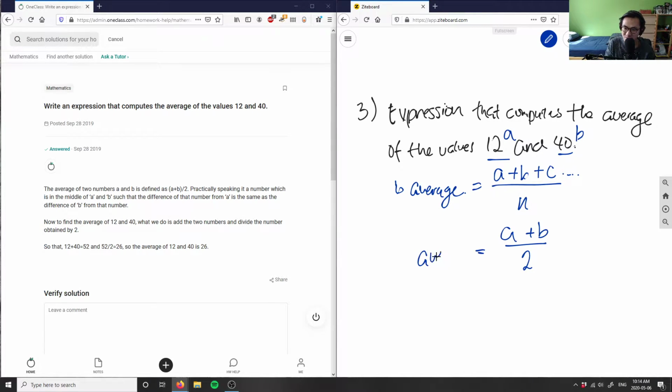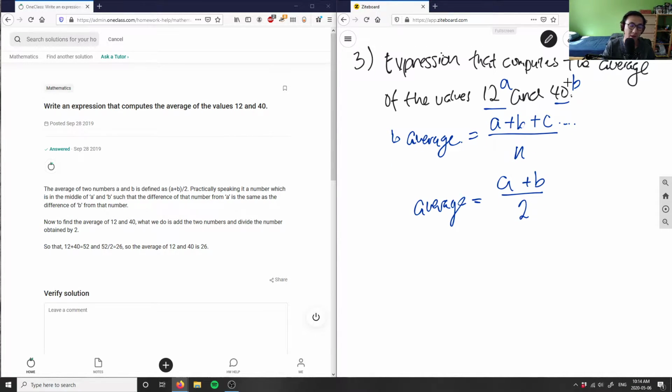The average would equal a plus b divided by 2, right? And this here is our expression to compute the average. And obviously we can use this to find out what our average is. A plus b is 12 plus 40 divided by 2. 12 plus 40 here is 52 divided by 2, which would equal 26. So this here is the correct answer.